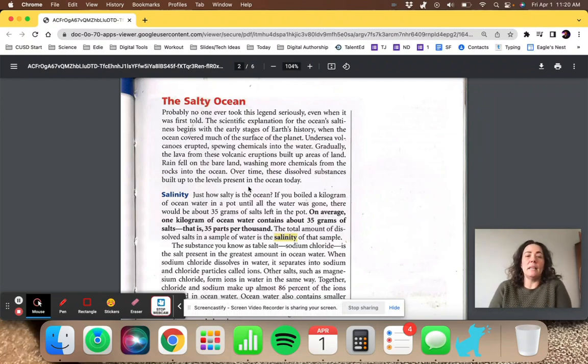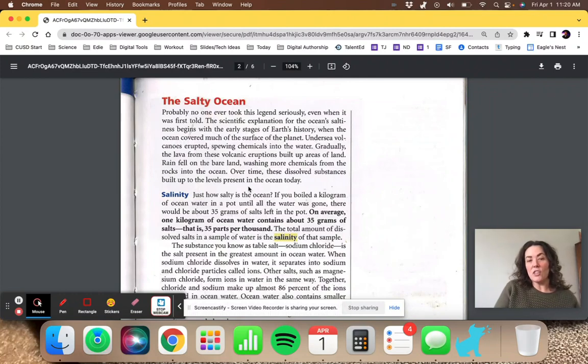The salinity. Just how salty is the ocean? If you boiled a kilogram of ocean water in a pot, that's 1,000 grams or a liter, basically. If you boiled a kilogram of ocean water in a pot until all the water was gone, there would be about 35 grams of salt left in that pot. So a kilogram is 1,000 grams, so you're thinking of it as roughly the same as a liter. So if you took a liter bottle of salt water and you boiled it away, you'd still have 35 grams of salt left. On average, 1 kilogram of ocean water contains about 35 grams of salts.